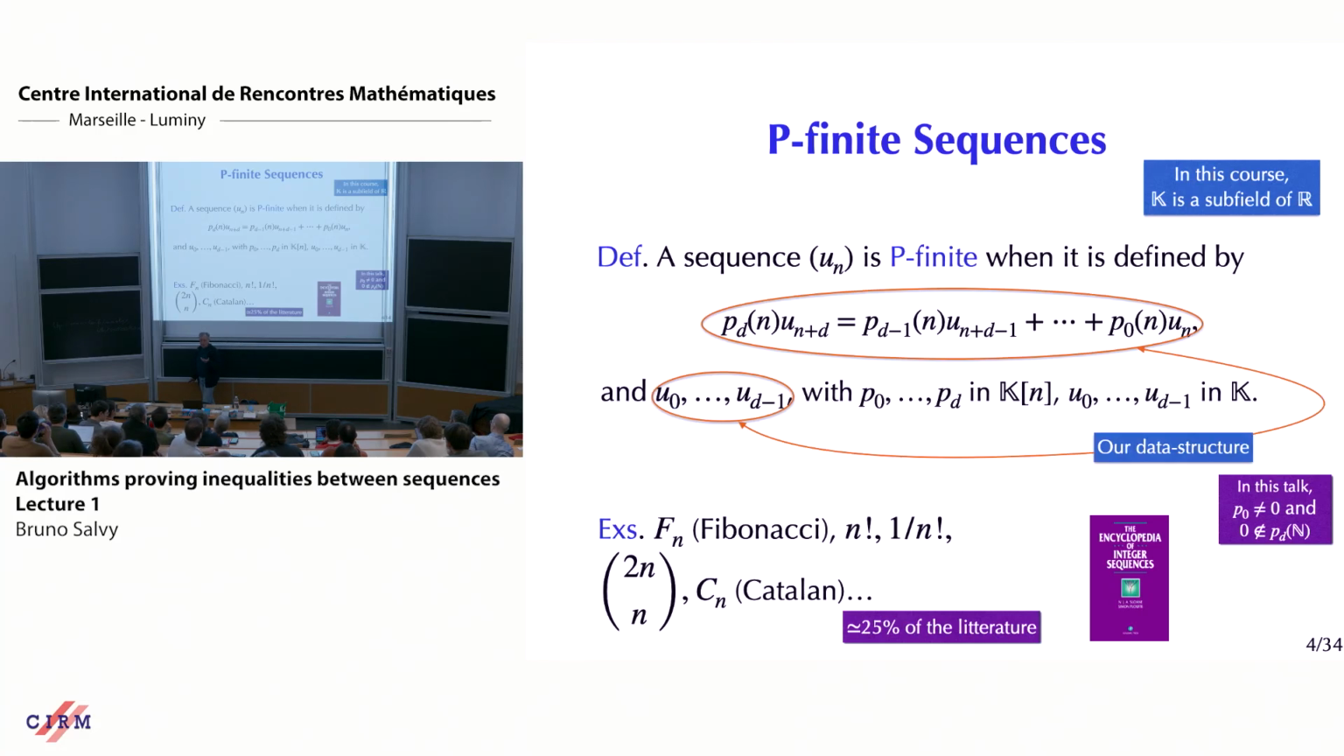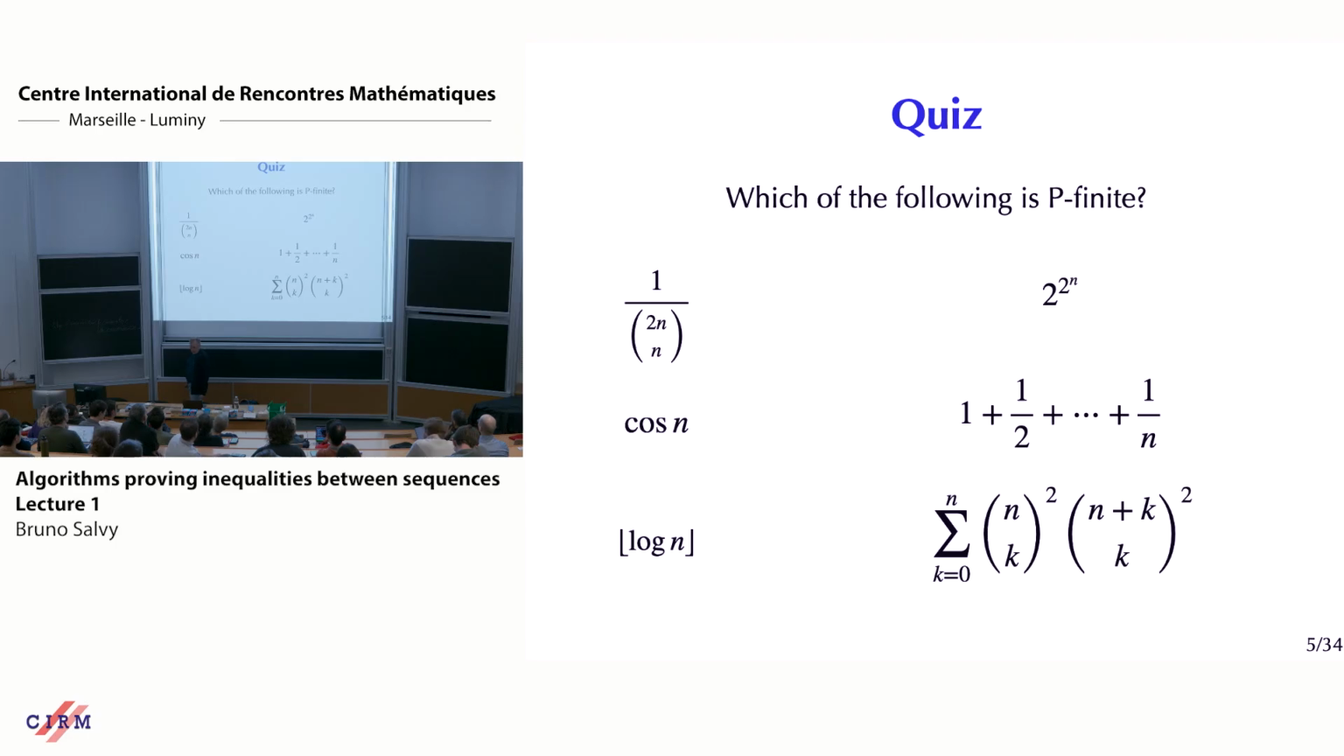Okay, so our data structure, our input will be this, the recurrence and initial conditions. So just to be sure, you've had a course 2 years ago by Christophe Kuchan on those kinds of questions, but just to make sure that we really know what we are talking about, let's start with a quiz. So what's your guess? Let's start with the first one. 1 over binomial(2n, n). Who thinks that it's P-finite? Raise your hands.